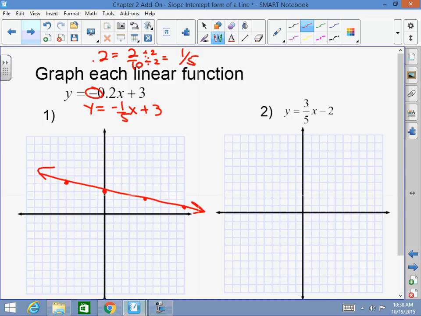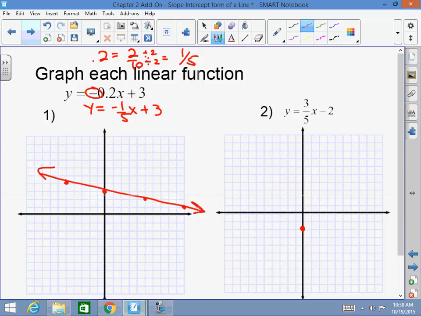Does that make sense, gentlemen? Okay. Number 2, what's my y-intercept here, gentlemen? Negative 2. So I'm going to put my y-intercept on negative 2. What is my slope here, gentlemen? Okay, so I'm going to go up 1, 2, 3, 5 to the left, right? No, to the right. Good.